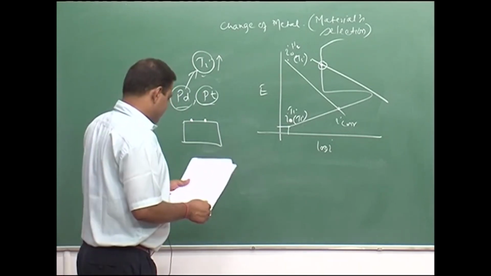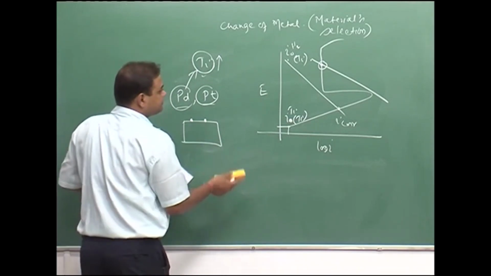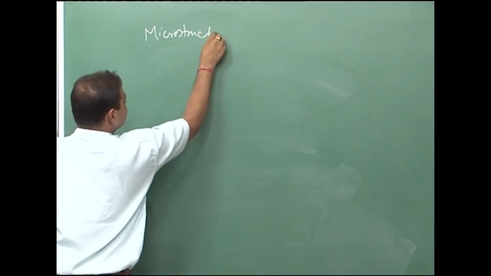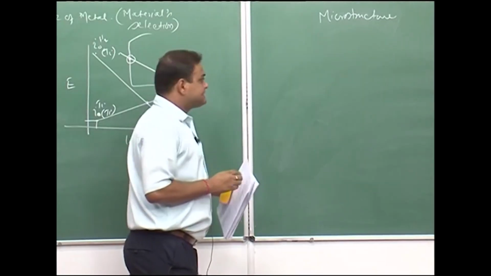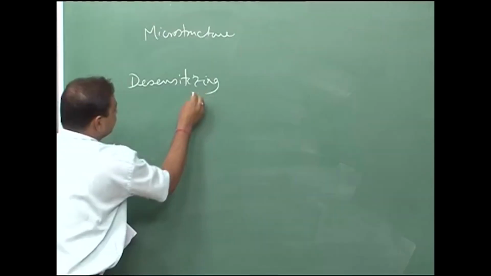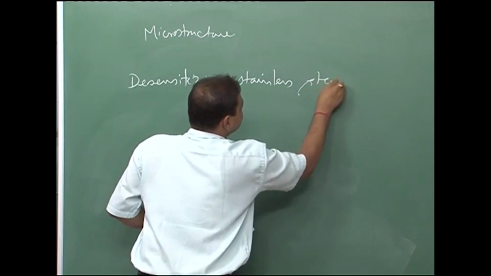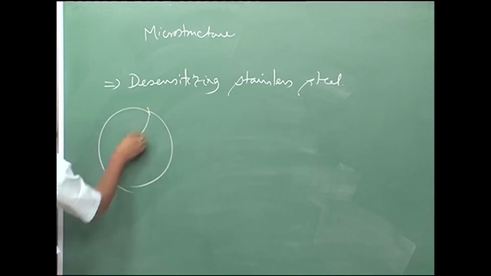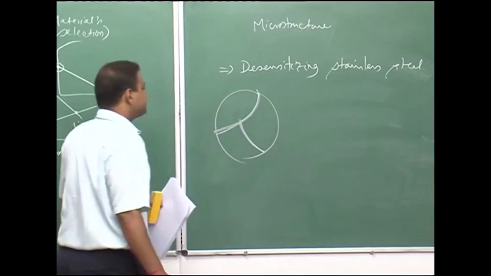Now, let us also check what we can do by changing the microstructure. If we see the microstructure effect, one excellent example is desensitizing stainless steel. There, by changing the microstructure, let us say in a stainless steel you have carbide precipitates along the grain boundary.